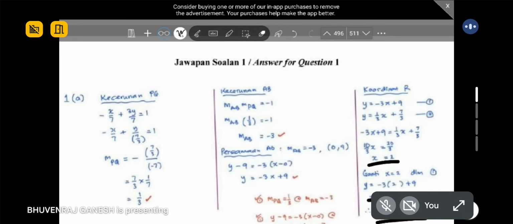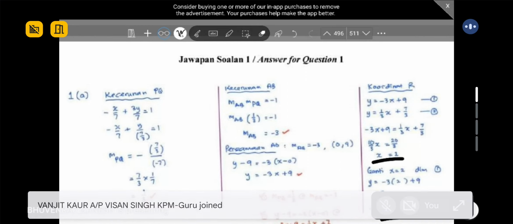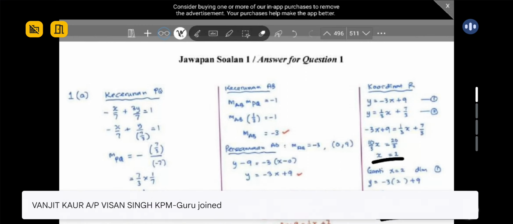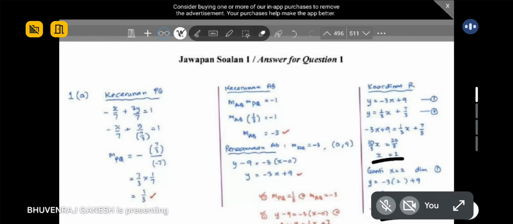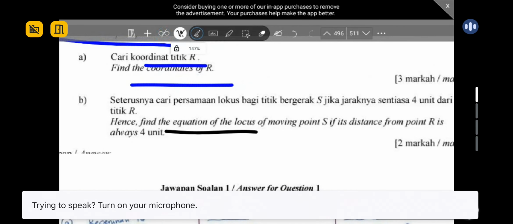Make sure you guys think in this order. Kena fikir macam ni. Okay, don't need to feel like it's so complex. Just go step by step. You must think and see what is your first step, second step, third step, something like that. Okay? All right. So next one, they ask you to find equation of locus, persamaan locus.